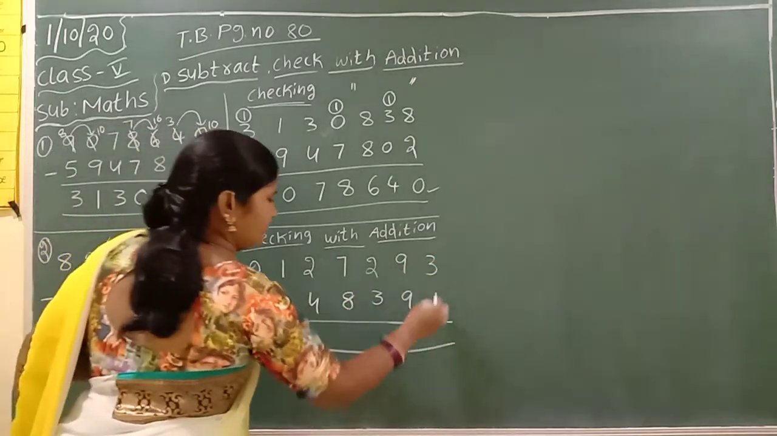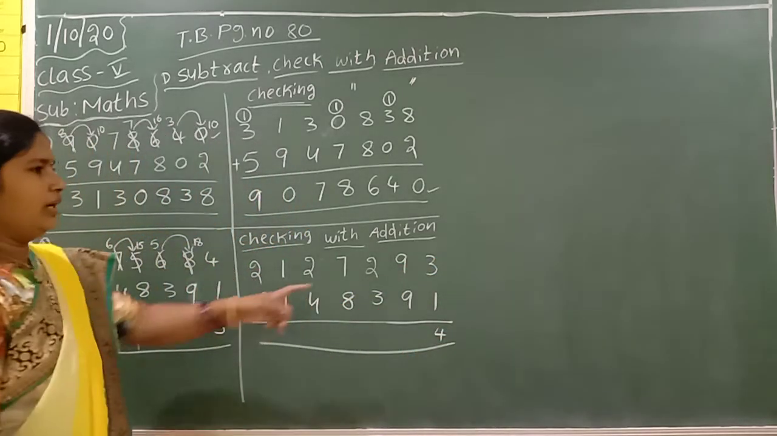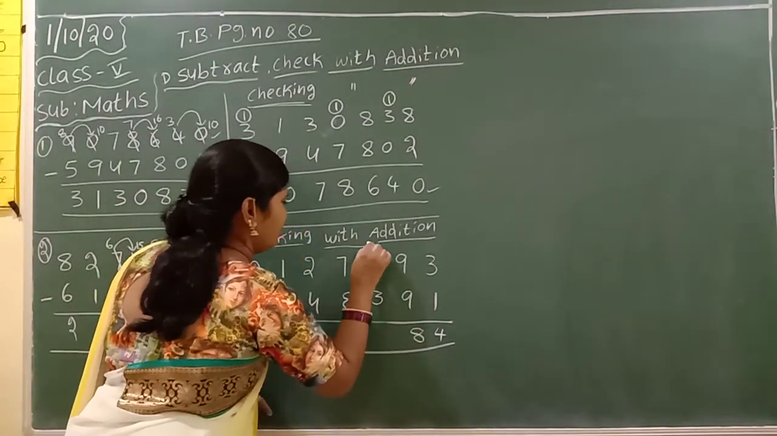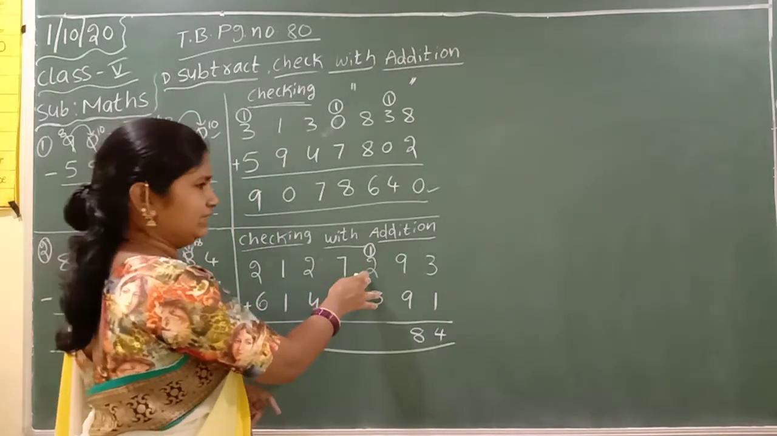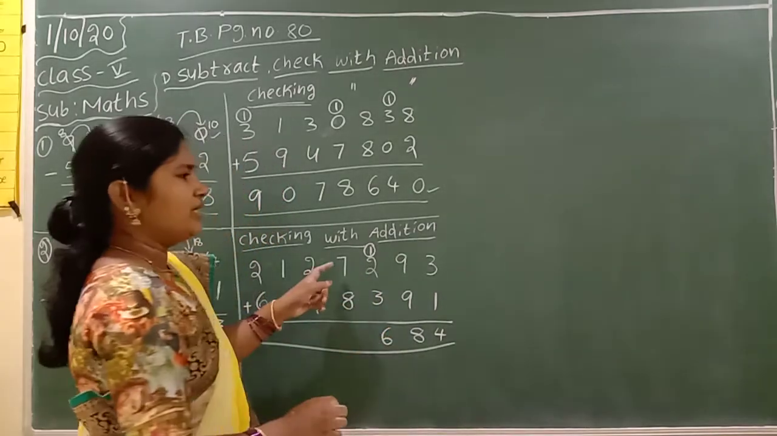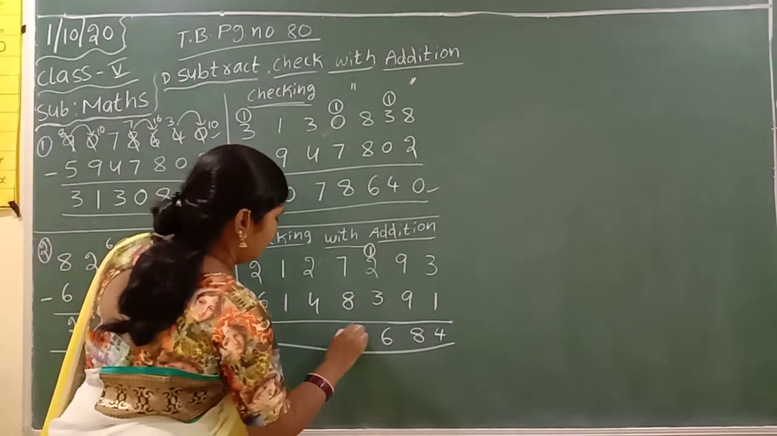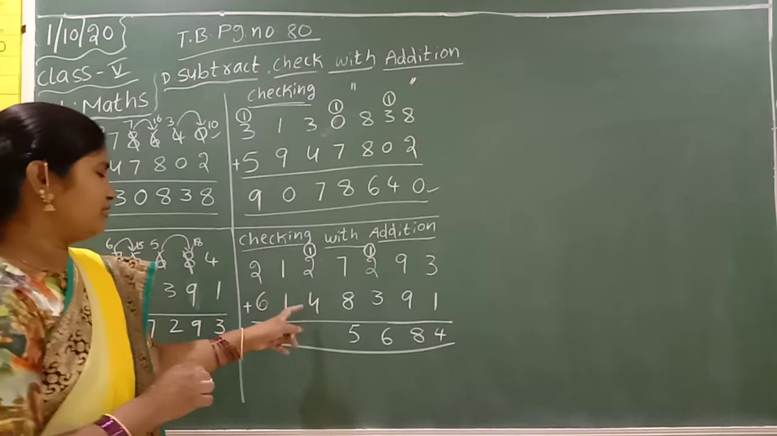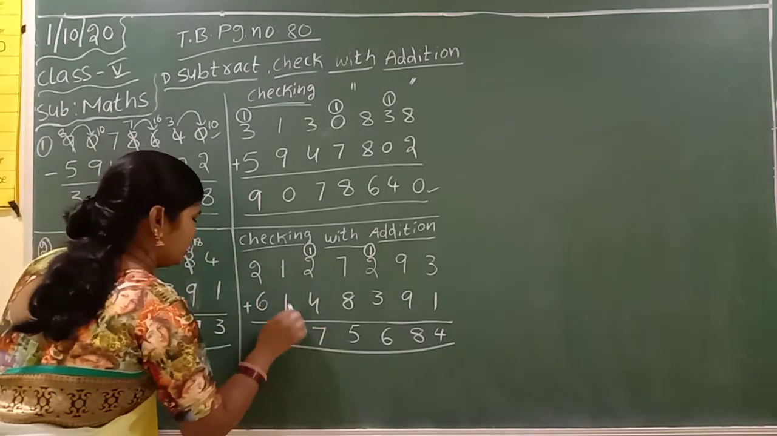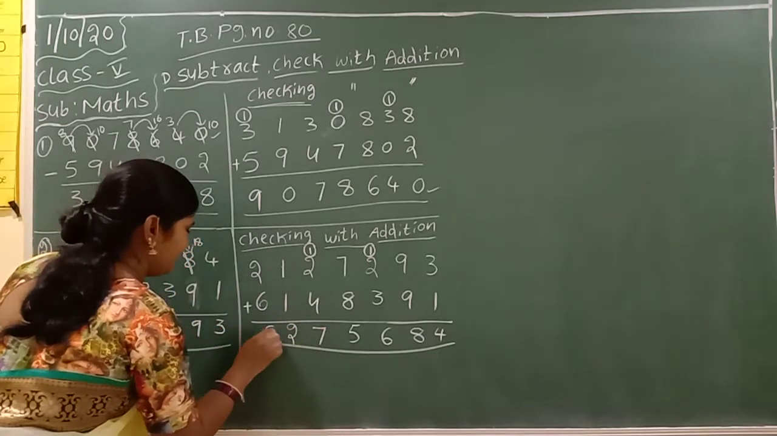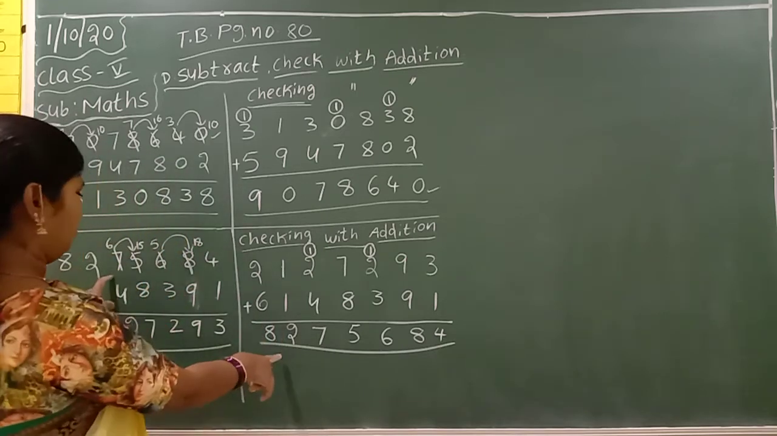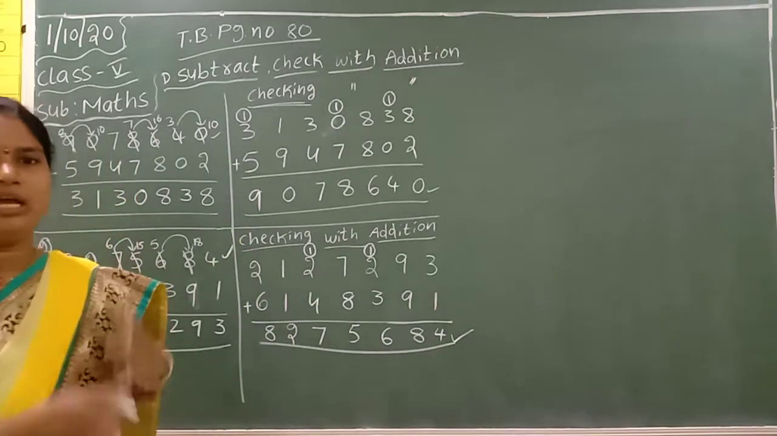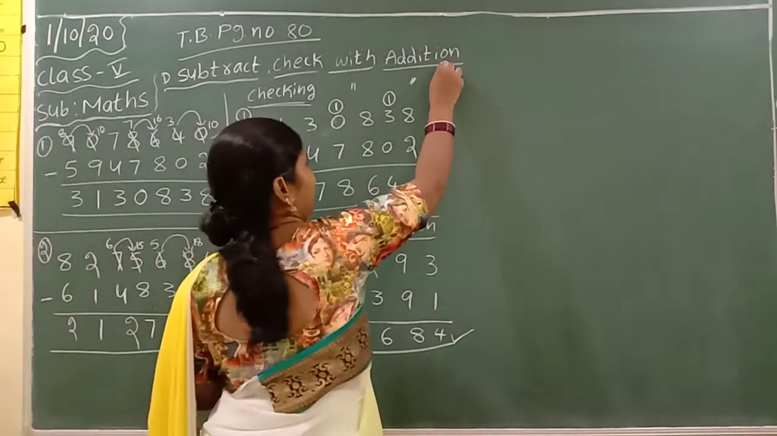Here, 3 plus 1, 4. 8 plus 9 plus 9, 18. 1 plus 2, 3. 3 plus 3, 6. 7 plus 8, 15. 1 plus 2, 3. 3 plus 4, 7. 1 plus 1, 2. 2 plus 6, 8. So 8,27,56,84. This answer is the same, which means our problem is right.